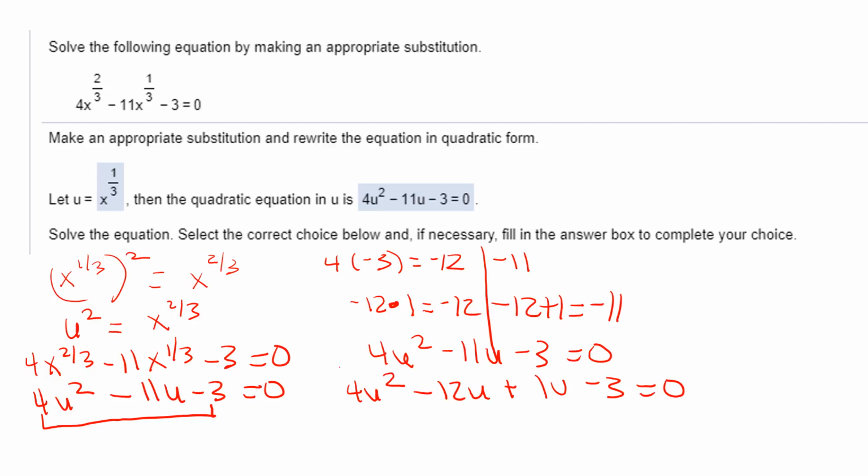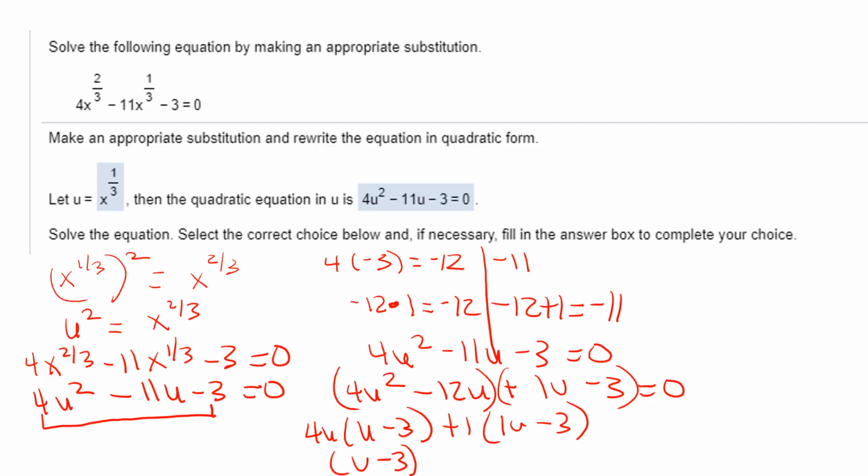Now I'm going to group the first two together and the last two together. From the first two I take out a 4u because that's what they have in common, and I get u minus 3. The last two have nothing in common, and it already matches this parenthesis, so I take out a positive 1 because that won't change anything. So 1u divided by 1 is 1u, and minus 3 divided by 1 is negative 3. My parentheses match, so my two factors are the parenthesis that matches, u minus 3, and my two GCFs, 4u plus 1, equals 0.